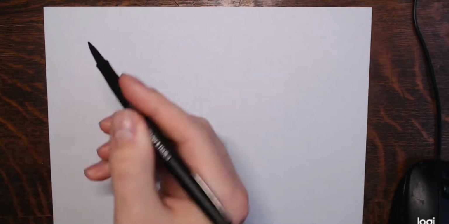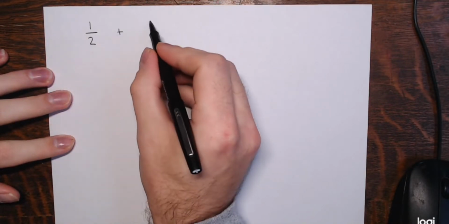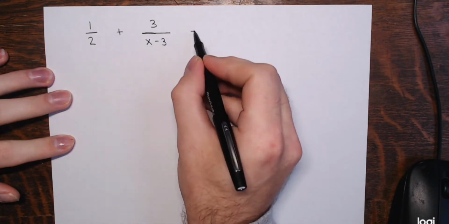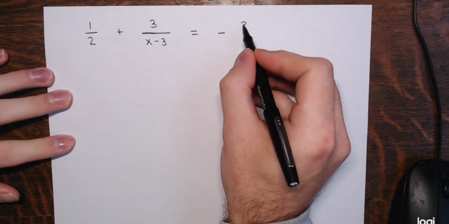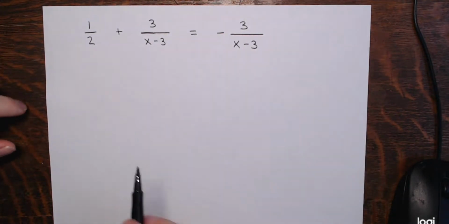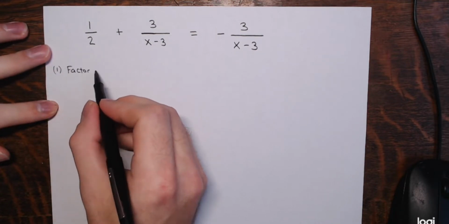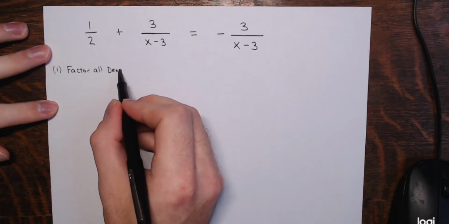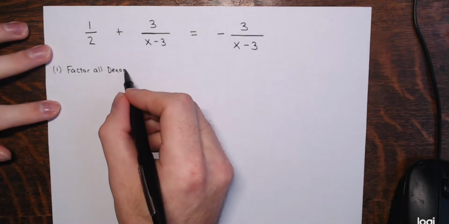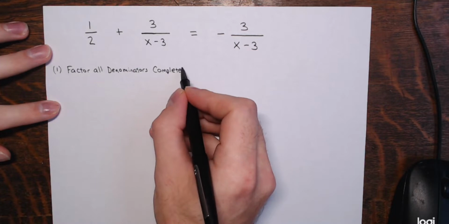Alright, so this equation is 1/2 plus 3 over x minus 3 equals, and then negative 3 over x minus 3 again. Okay, so the first step I would do is factor all the denominators completely. And that step is already done here. You can't factor 2 any further or x minus 3 any further. Factor all denominators completely. Done.